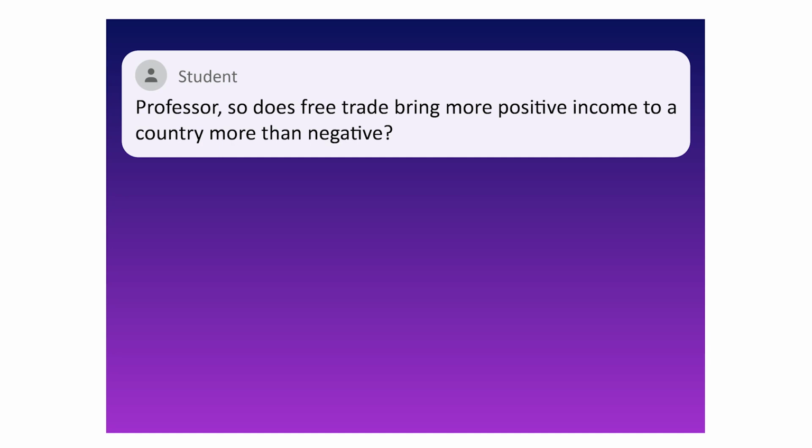We will talk about gains from trade in chapter 3, so please look forward to that. That's the end of chapter 2. See you on Monday, where we'll go through chapter 3 on gains from trade.